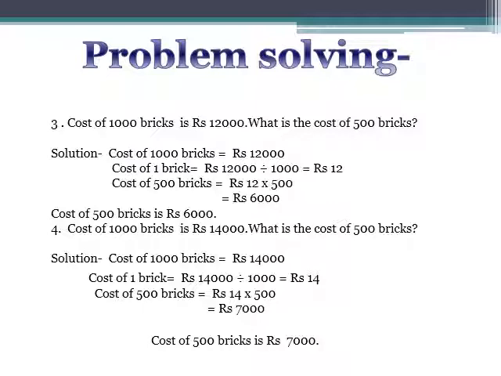So cost of 1000 bricks is given rupees 14,000. Cost of one brick is rupees 14,000 divided by 1000. That is rupees 14. Now we can find the cost of 500 bricks by multiplying 14 by 500. So 14 into 500 is equal to rupees 7,000. So cost of 500 bricks is rupees 7,000.